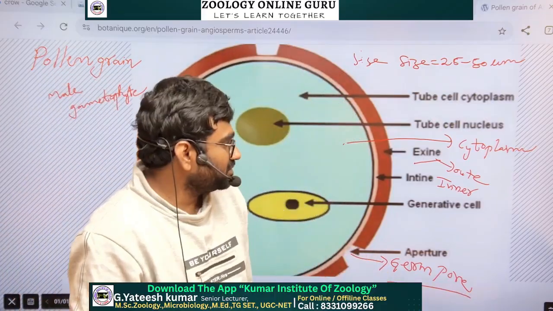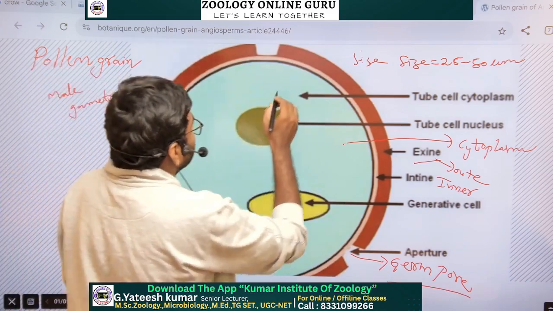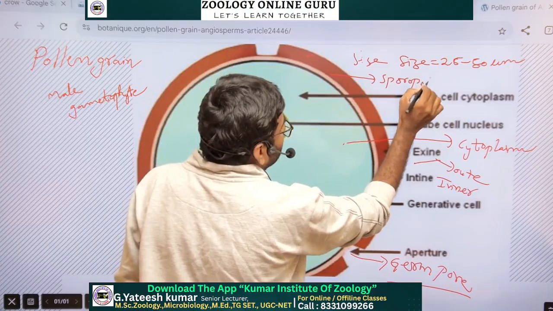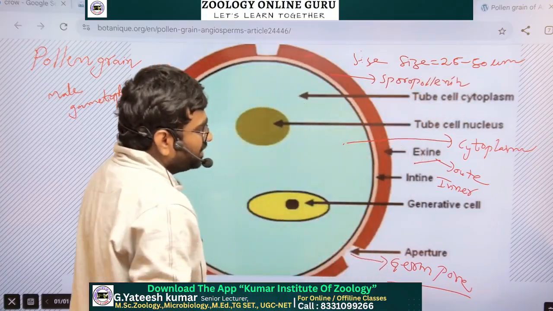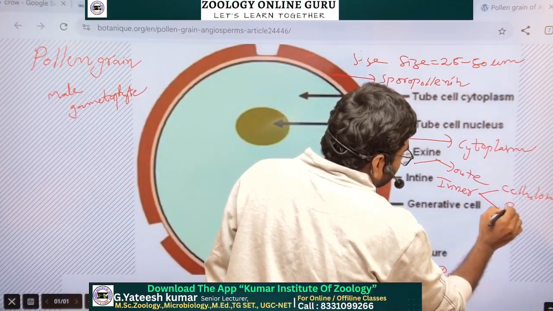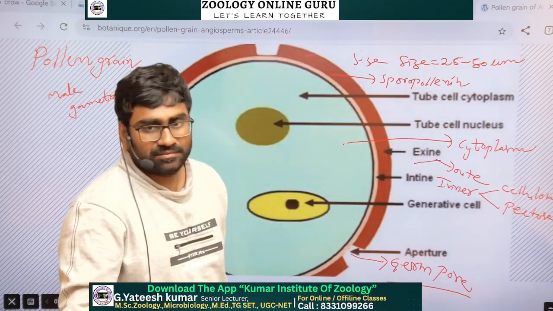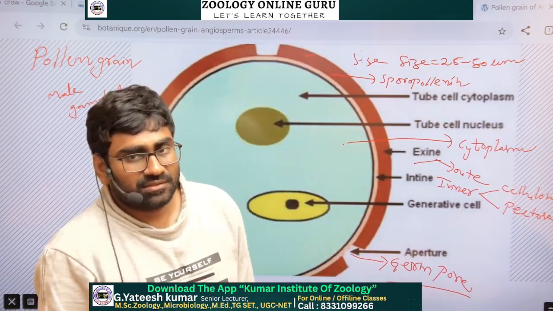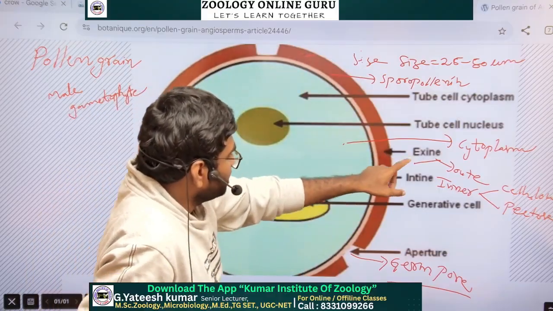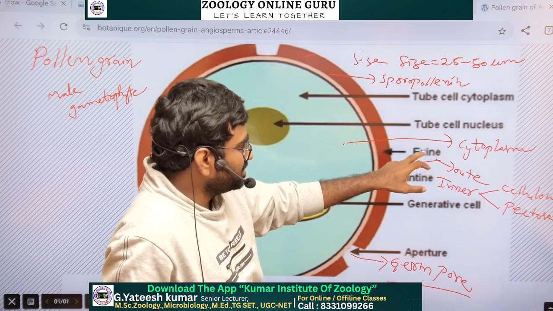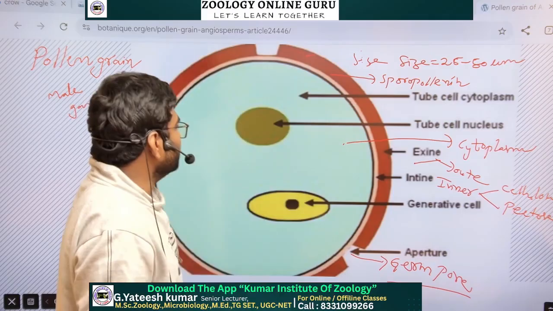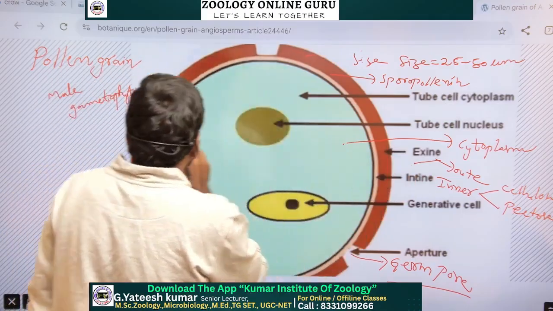Exine is made up of sporopollenin, whereas intine is made up of cellulose and pectin. So here the hard outer layer is the hard substance. This outer layer is made up of sporopollenin, and that is usually called exine, and it can withstand high temperature and humidity.